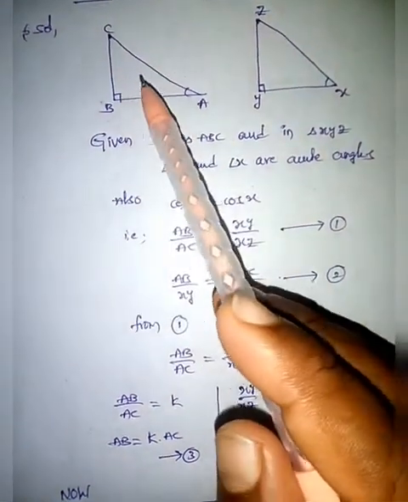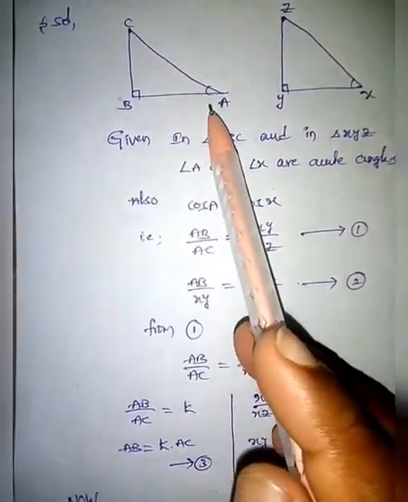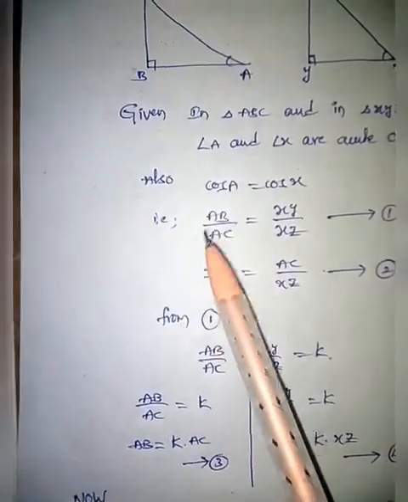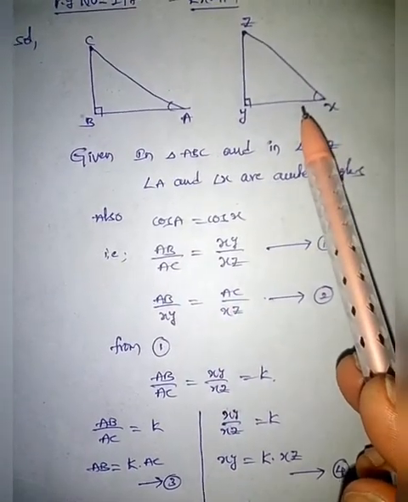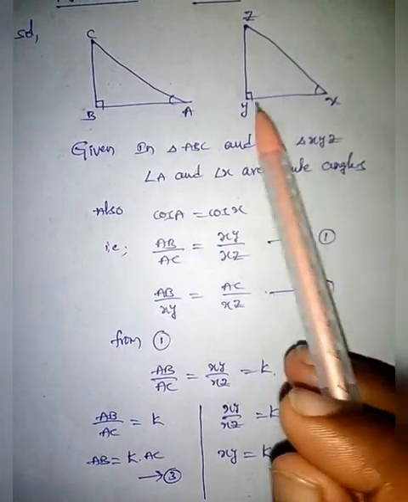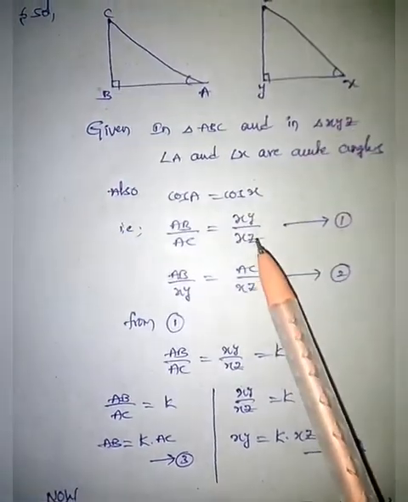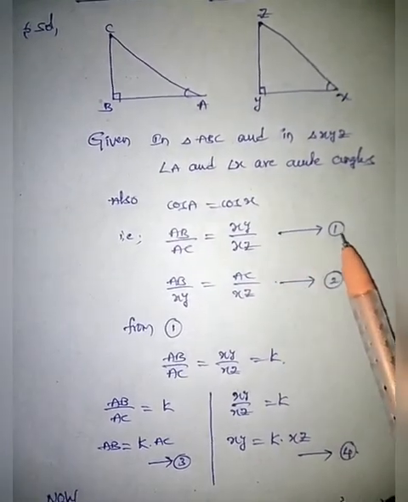Children, in this triangle, cos A means adjacent side by hypotenuse. What is the adjacent side here? AB, and hypotenuse is AC. That's why AB by AC. And in this triangle, cos X means adjacent by hypotenuse, that is adjacent side is XY and hypotenuse is XZ, that is XY by XZ. Name this equation as equation 1.